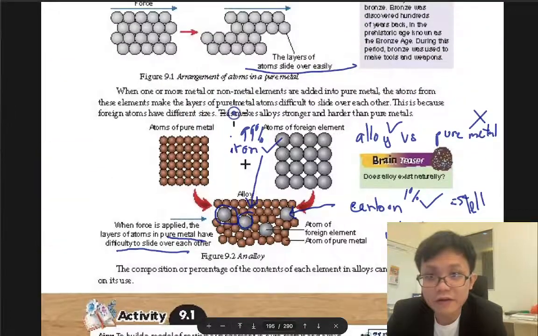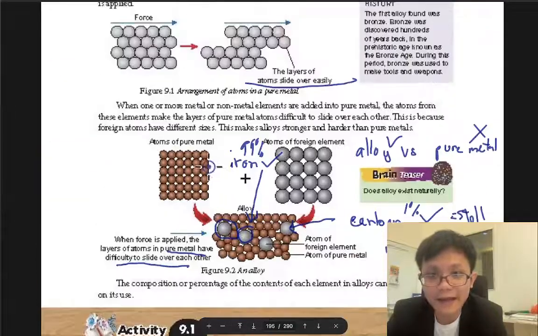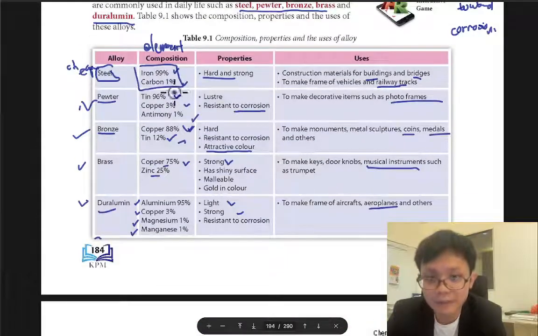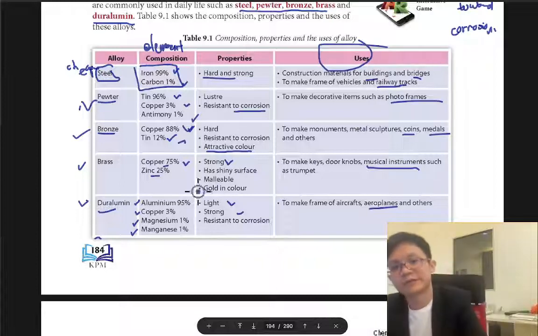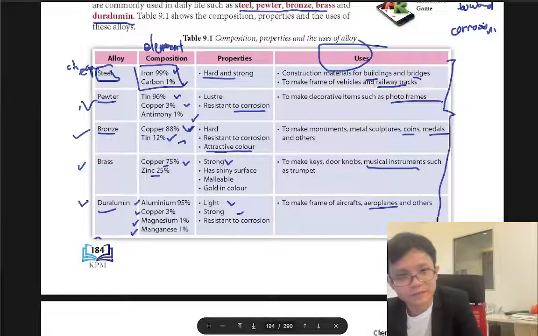Okay, so what you need to know is why, and you need to memorize the percentages and the uses. This one you need to remember. So I just put it here first, remember in case it comes out in your exam. Remember.